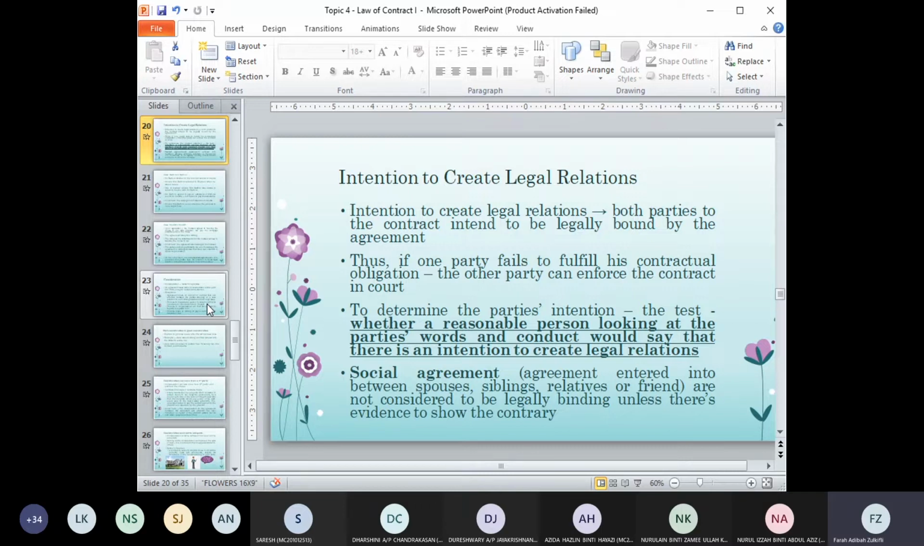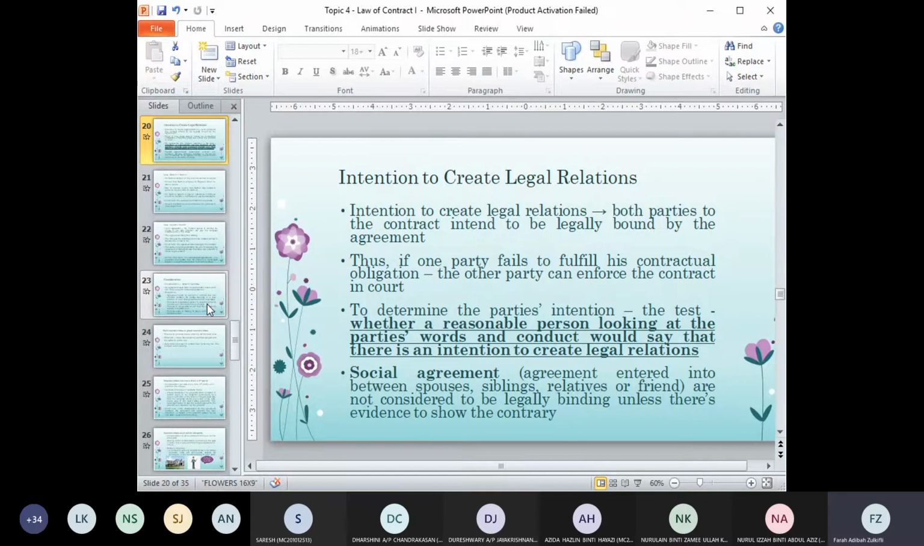So intention to create legal relations is basically when both parties to the contract intend to be legally bound by the agreement. So when both parties agree that whatever is inside the agreement is binding on them, if anything happens, you can bring the contract to the court. So if one party fails to fulfill his contractual obligation, the other party can enforce the contract in court. So that's why you need to have intention to create legal relations.